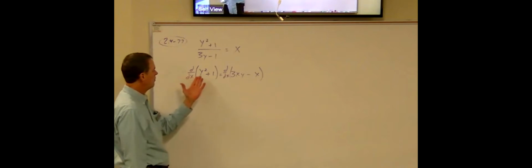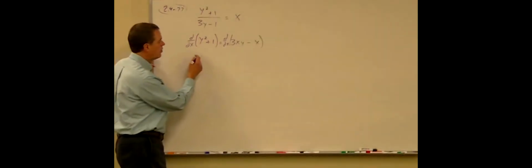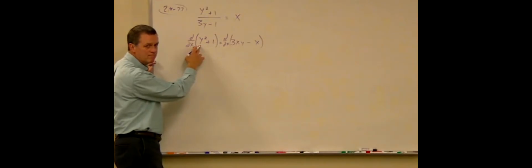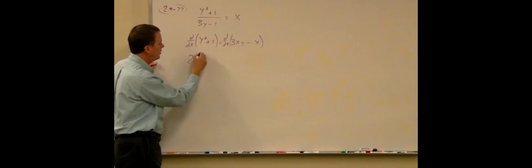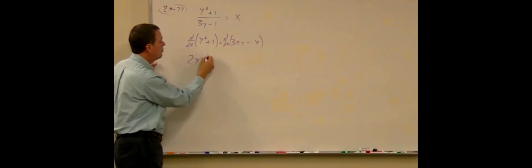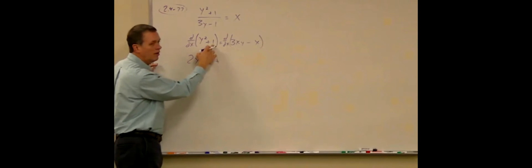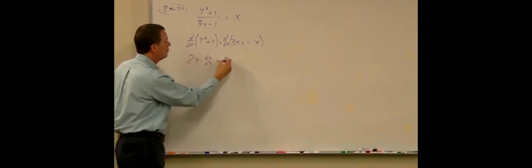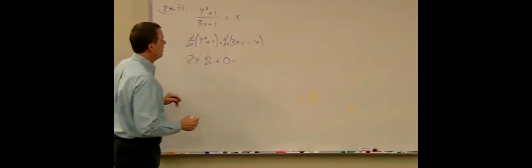So you're going to use right here a sum rule. So what is the derivative of y squared? 2y to the 1 times chain rule dy by dx. And then the derivative of 1 with respect to x is 0. So you don't need to write it down, but just for emphasis, I'll write it down.